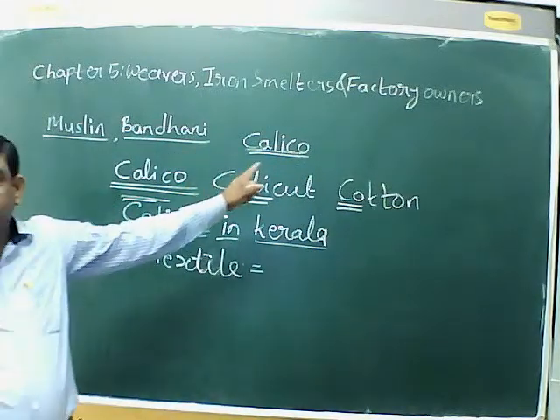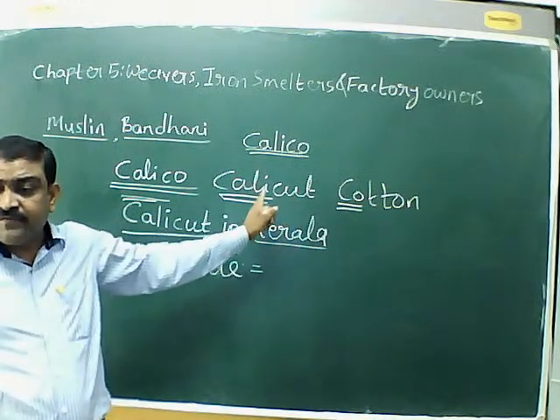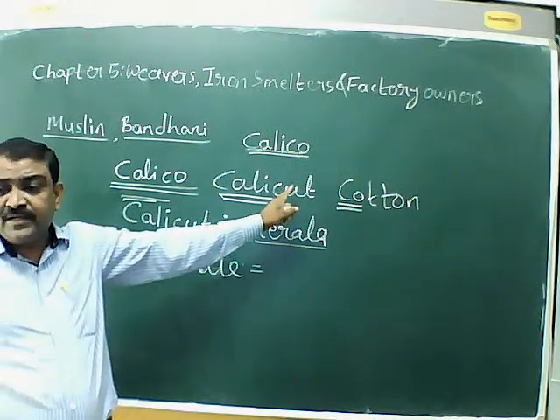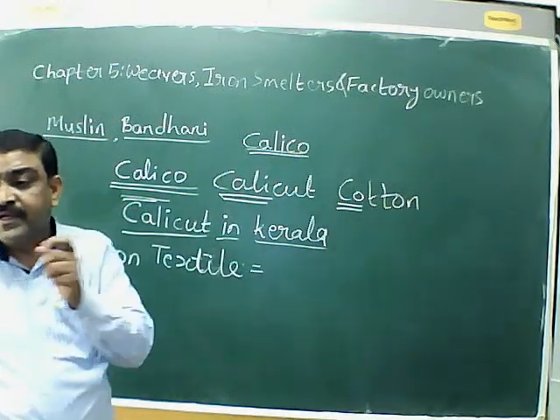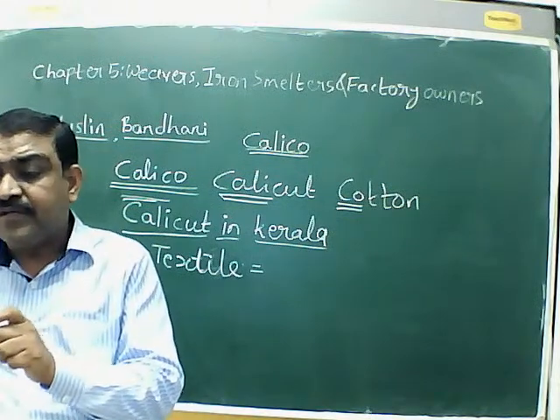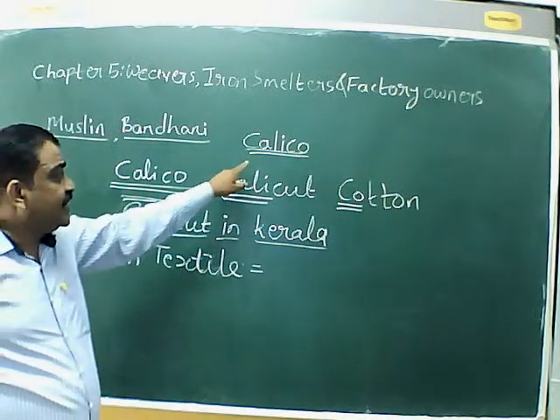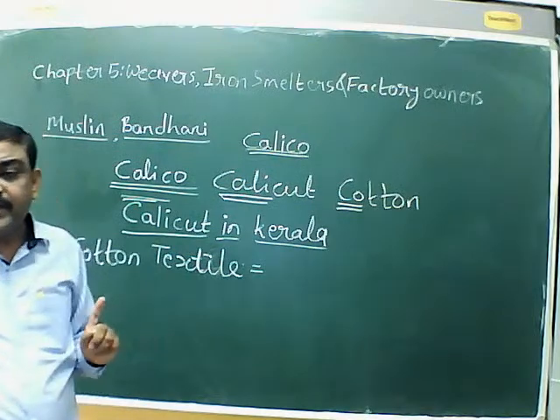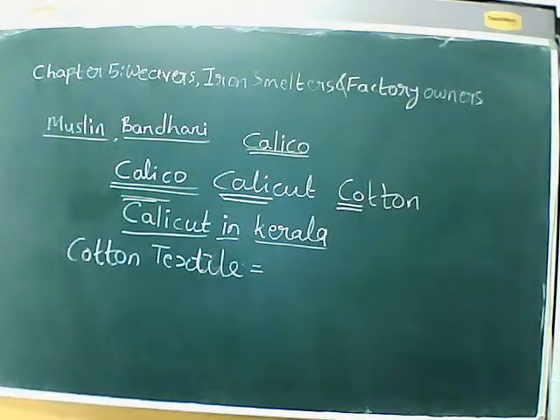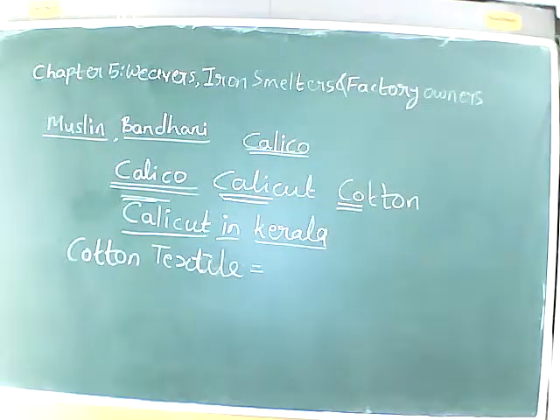कैलिको से उन्होंने कॉटन टेक्सटाइल परचेज किया था. ओके, सो दे हैव गिवन द इंडियन कॉटन टेक्सटाइल एज ए कैलिको. उन्होंने इंडिया के उस कॉटन टेक्सटाइल को किस नाम से पुकारना शुरू किया? दे स्टार्टेड कॉलिंग द इंडियन टेक्सटाइल एज कैलिको. इंडियन टेक्सटाइल को किस नाम से पुकारते थे? कैलिको.